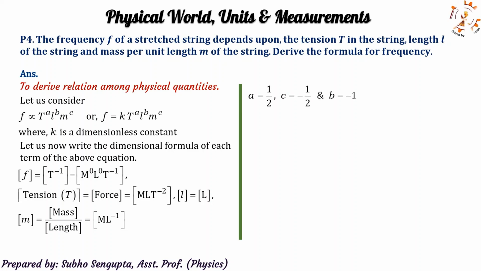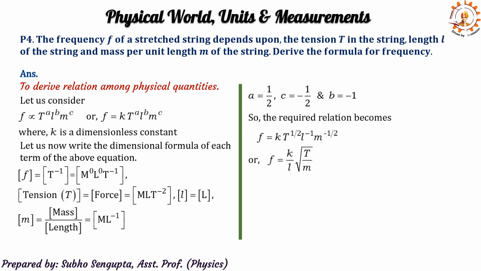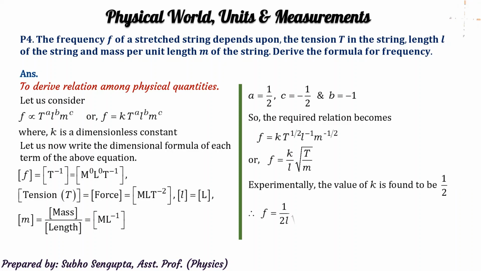Hence, substituting these values in the equation, we get small f is equal to small k, capital T to the power half, small l to the power minus 1, small m to the power minus half. Therefore, small f is equal to small k divided by small l times under square root capital T divided by small m. The value of k is found to be half experimentally. Hence, the final form of the physical relation becomes small f is equal to 1 by 2l under square root capital T divided by small m.